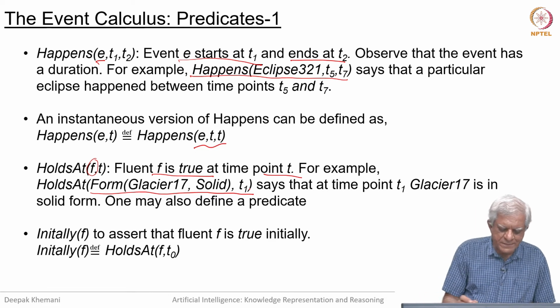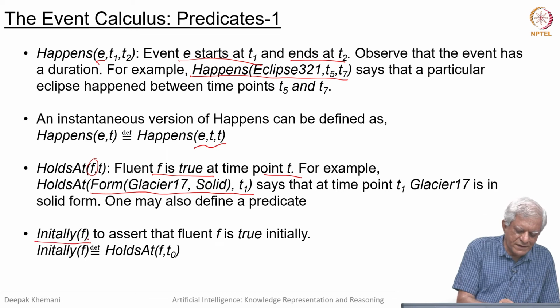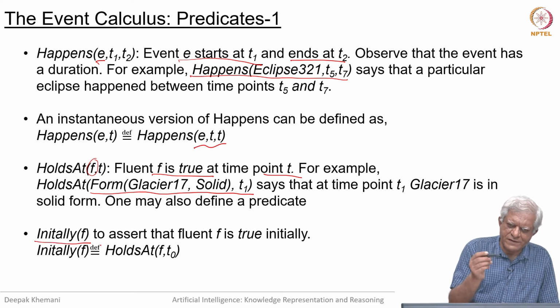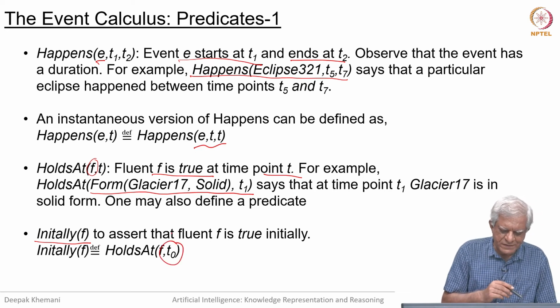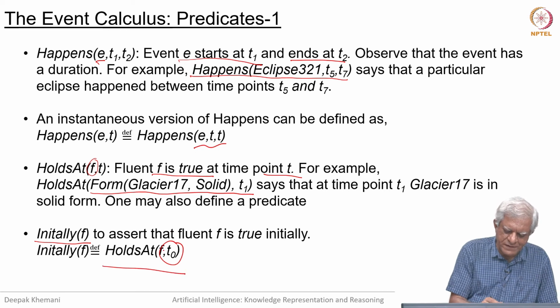We can also define a predicate called Initially. A fluent was true initially, which means that whenever you start reasoning at that time point T0, that predicate was true, which is equivalent to saying HoldsAt(fluent F, T0).